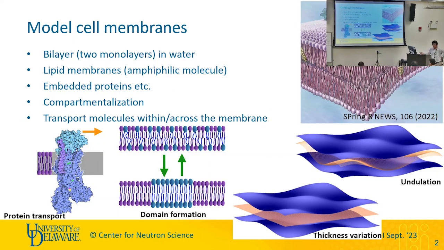So specifically, the model cell membrane is the target of our session. This is a bilayer, 2 monolayers of molecules. The thickness is a few nanometers, so it's very, very thin, and so it's easily fluctuating in solution. And these lipid membranes are amphiphilic molecules forming bilayers: the head group is hydrophilic, and the tail region is hydrophobic.